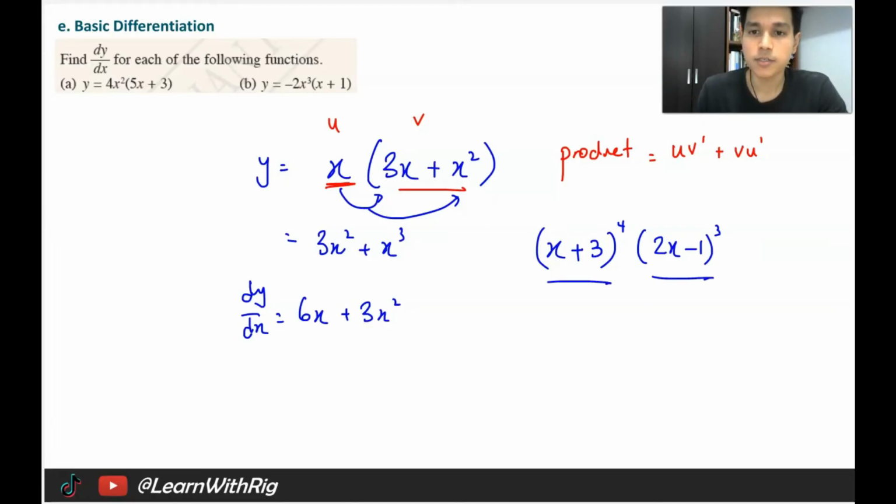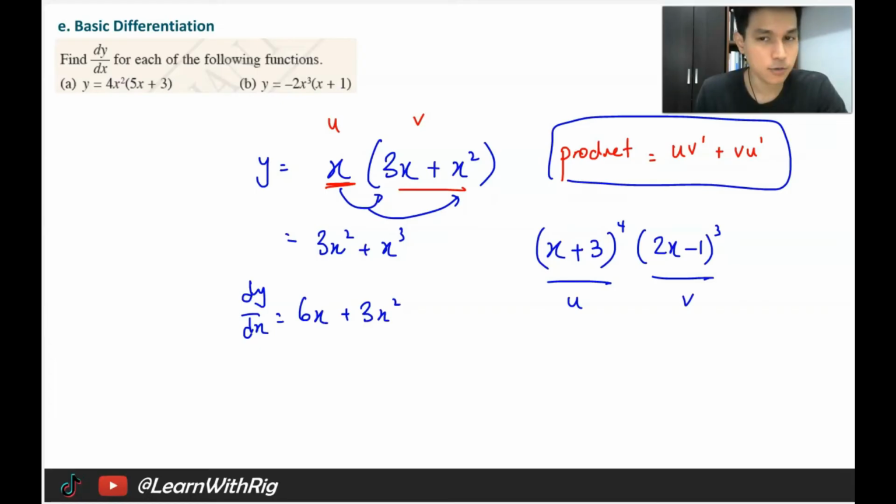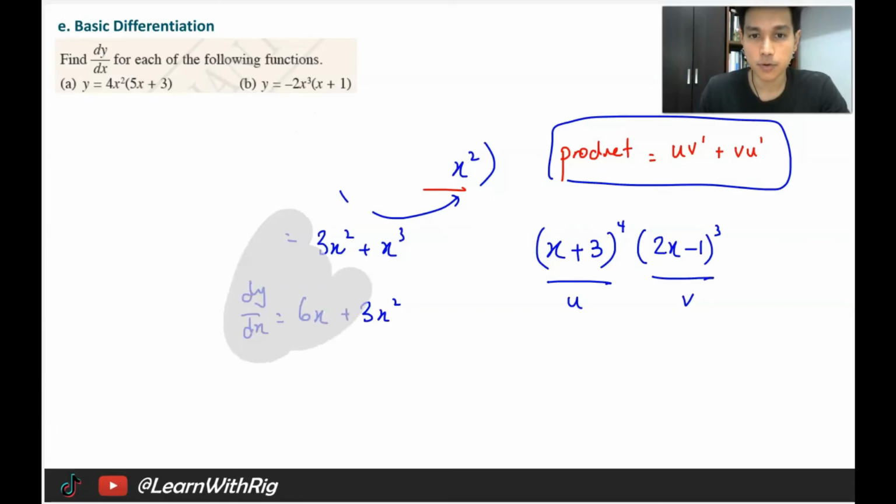So what you can do is you can use product rule. So u and v. Then use the formula. Yes, you can do that, because there is no way for you to expand this. You can, but it's going to take a long time to expand. So in this case, you are going to just use the formula. This is comparing the basic differentiation and product.